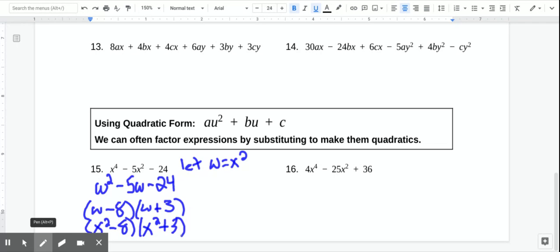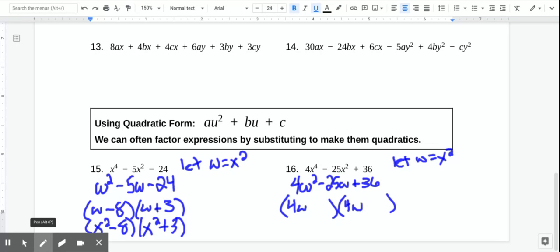So let's take a look at number 16. It's got a very similar setup. We are going to let w be x squared, which doesn't change the 36, but changes the x squared to a w, and changes the x to the fourth to a w squared. So now we're just going to do our umbrella factoring. 4w and 4w. Signs are going to be the same and both negative. And we umbrella factor and we get 144.